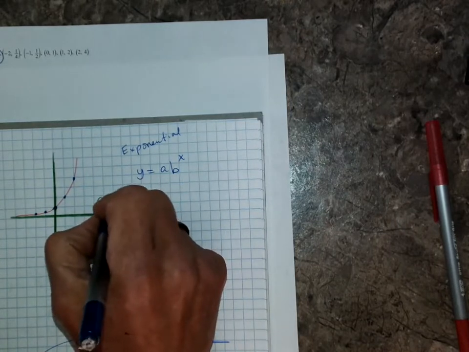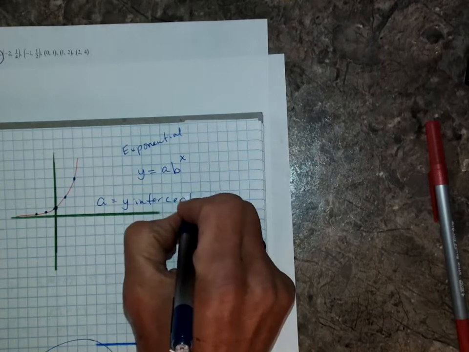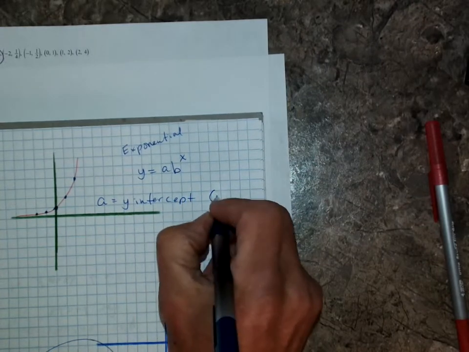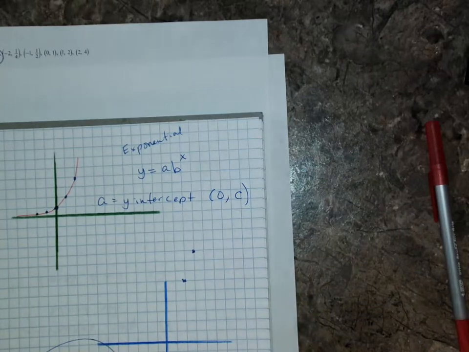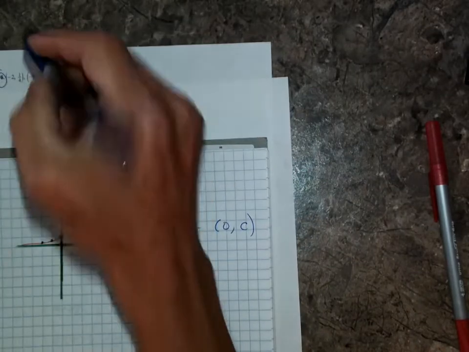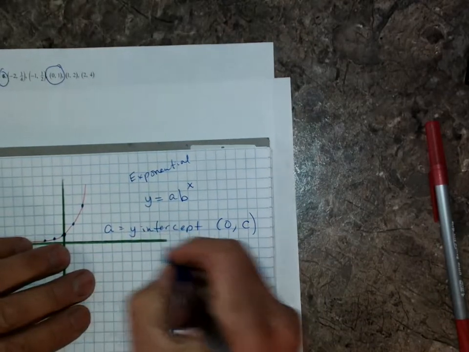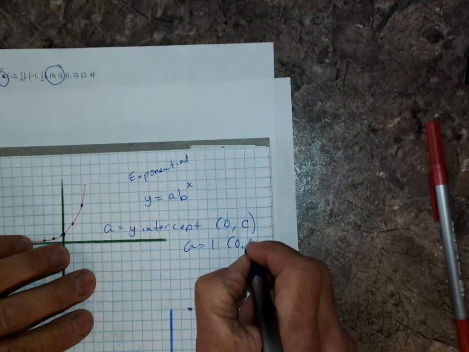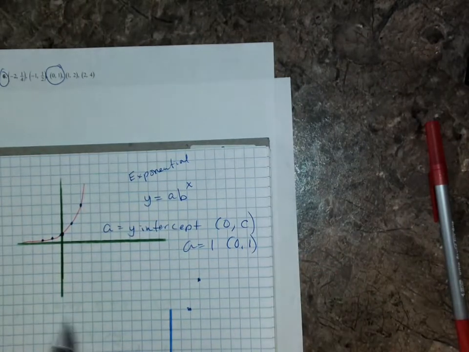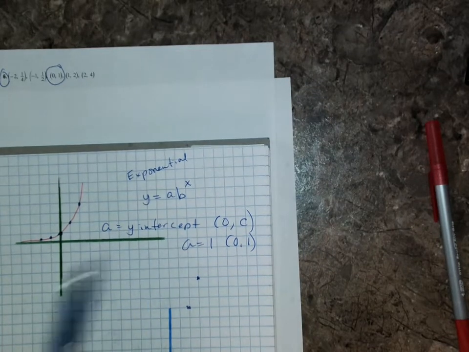So your a is your y-intercept, or some 0, comma, some number. We'll call it c, okay? Well, in this case, it's got to be 1, okay? 0, 1. So my a in this example is 1, because I've got a point at 0, 1, okay? I need that. So whatever my y-intercept is, that's the value of a. That's my starting amount, okay?